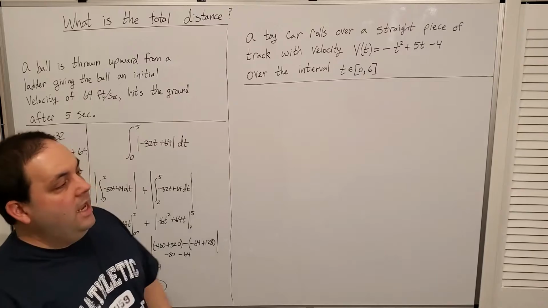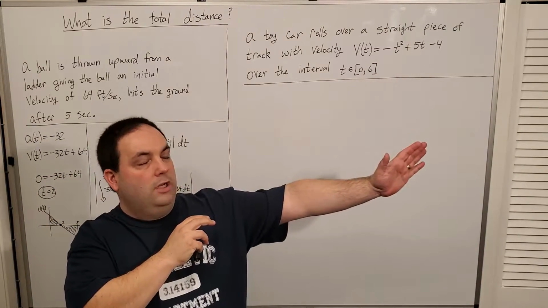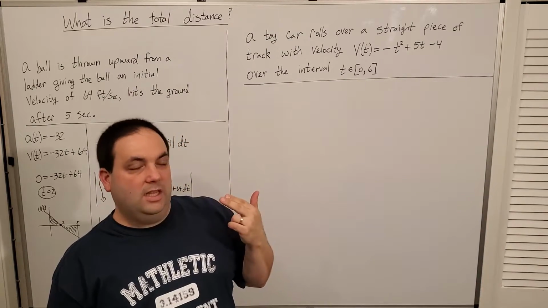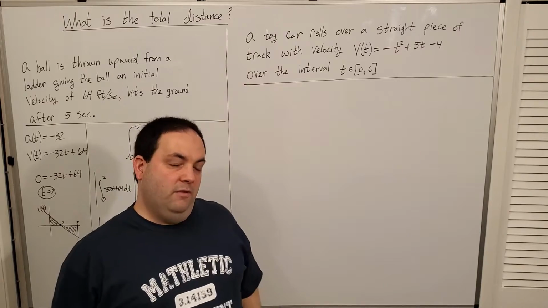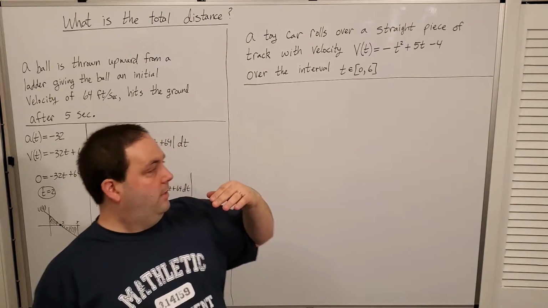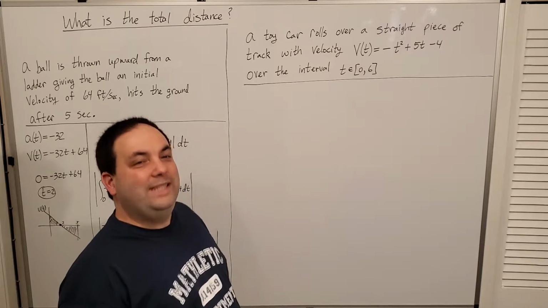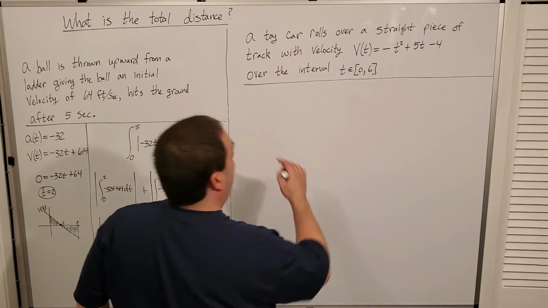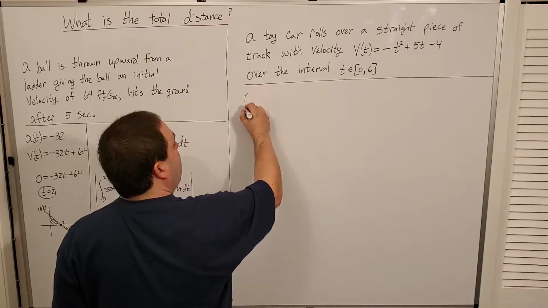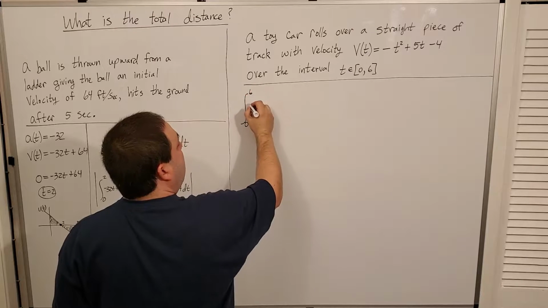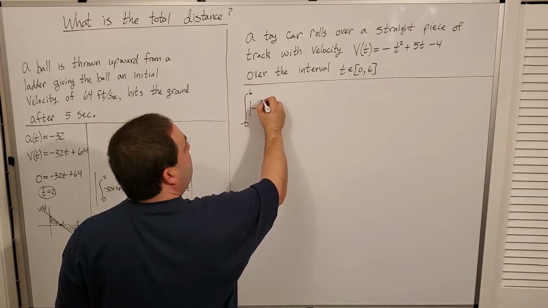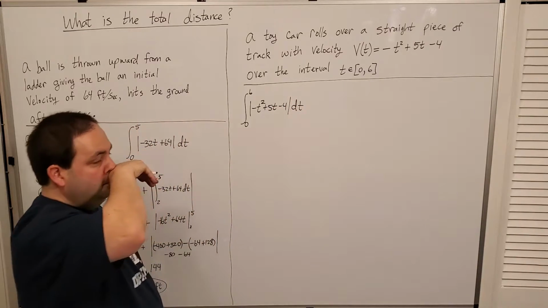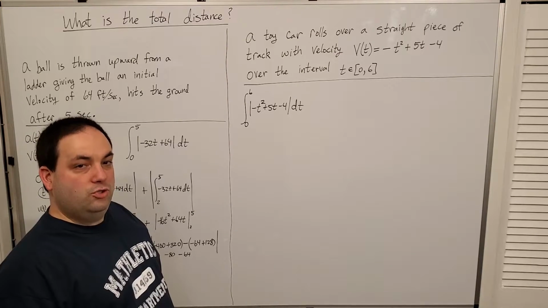So it's the same idea. If the car rolls to the right, we're going to get a positive velocity change. And if the car rolls to the left, we'll get a negative velocity change. Okay? And we want to add up the total distance. Okay? So that's not just a straight one integral. Again, what I want to do is integrate from 0 to 6 the absolute value of negative t squared plus 5t minus 4 dt. Okay, that's how we do a total change.